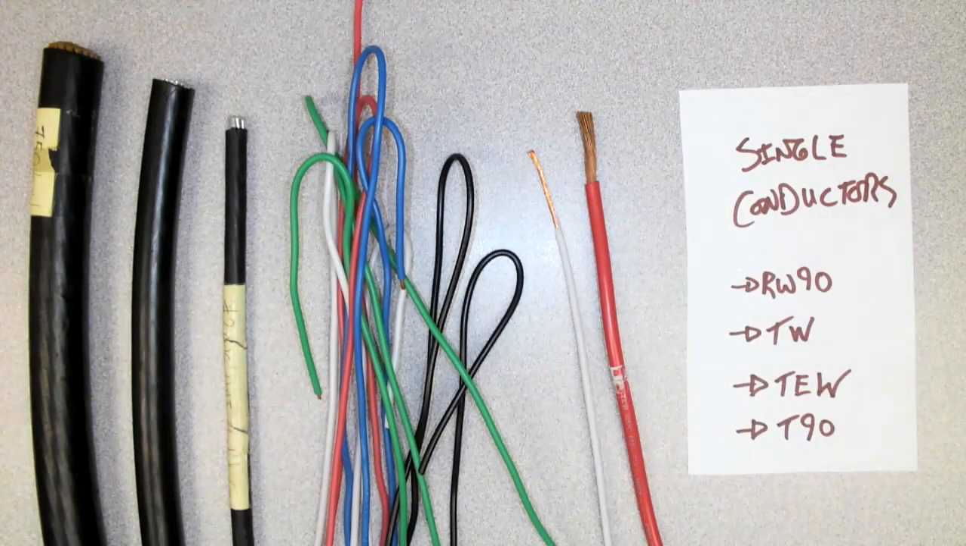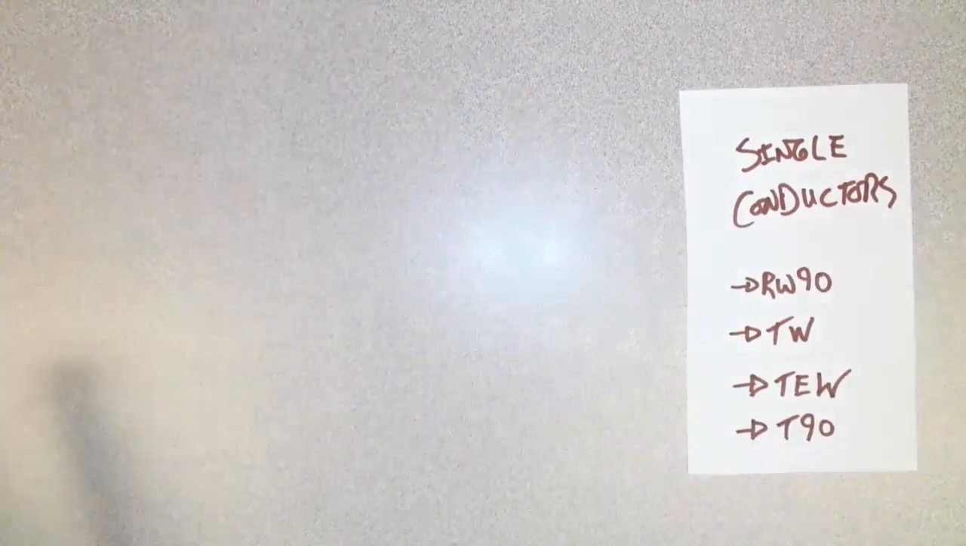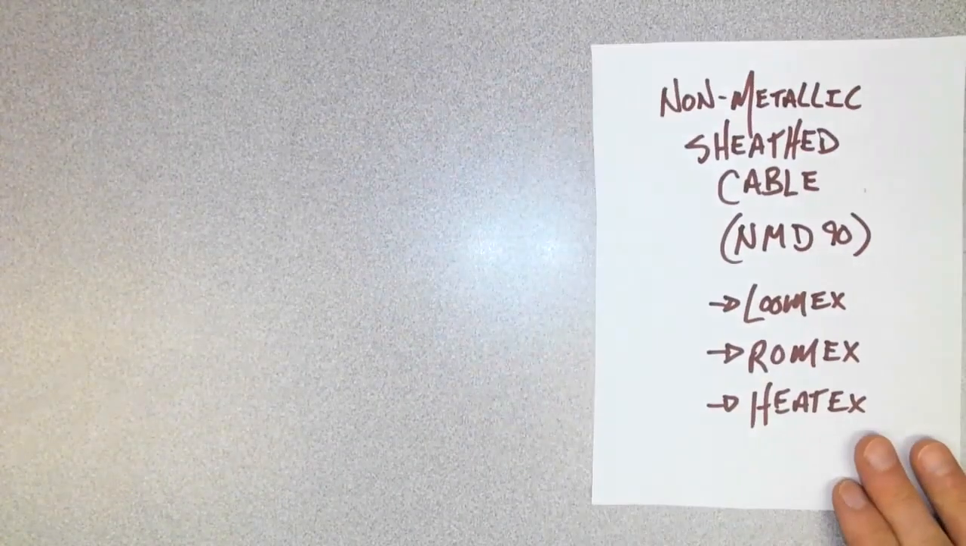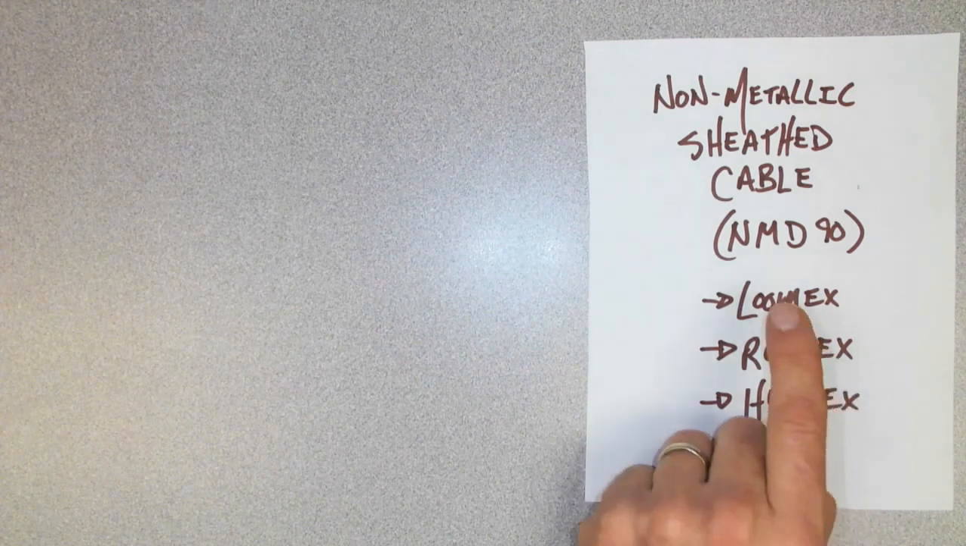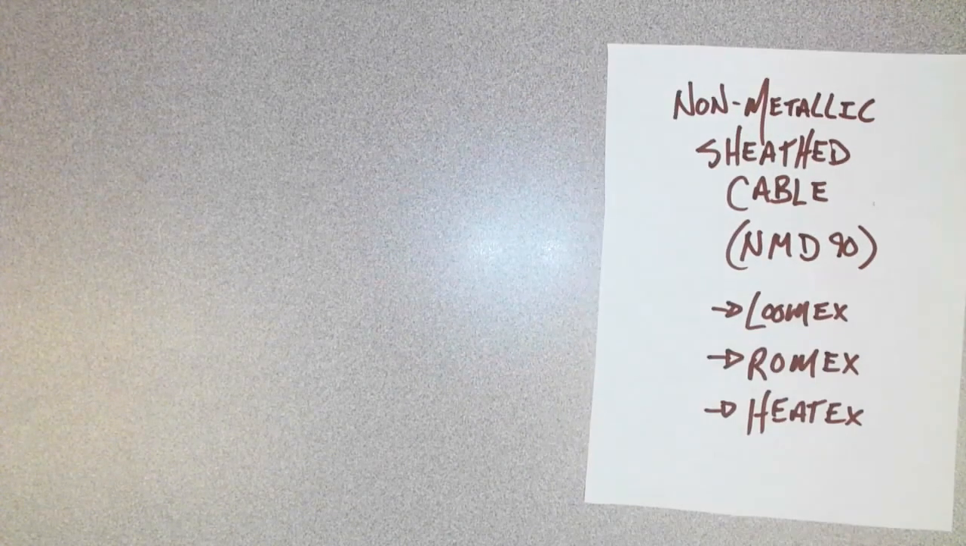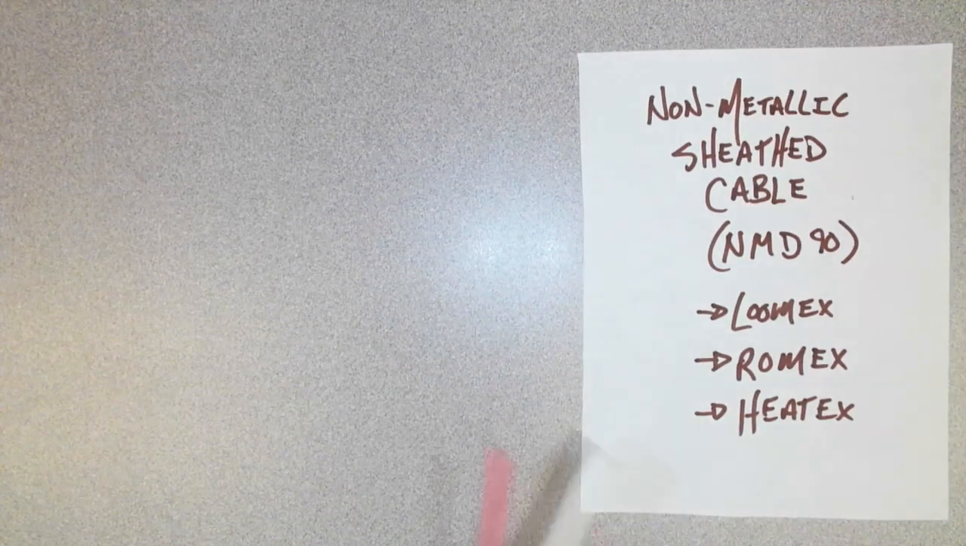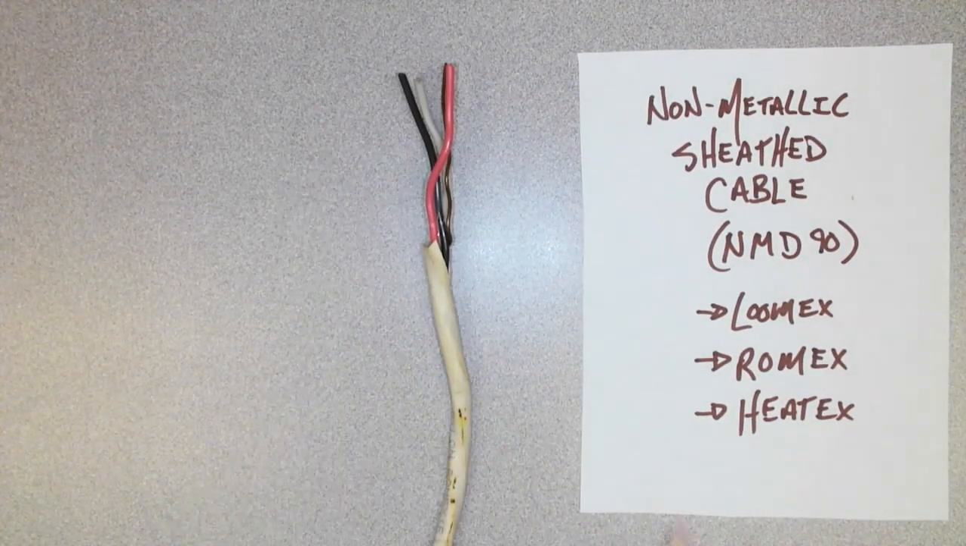All right, well, that's single conductors. Let's look at something a little bit different. Let's take a look at non-metallic sheath cable. NMD90 or NMW or NMWU. Now, NMD means that the cable is rated for a dry environment. And that's what all of these cables are here that we're going to take a look at.